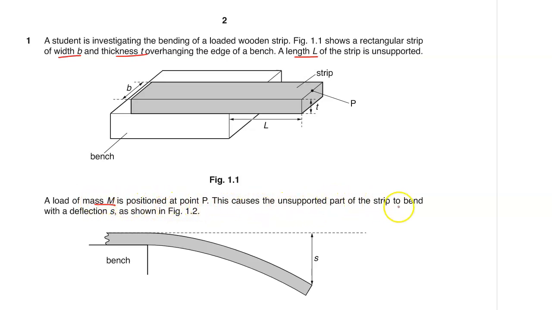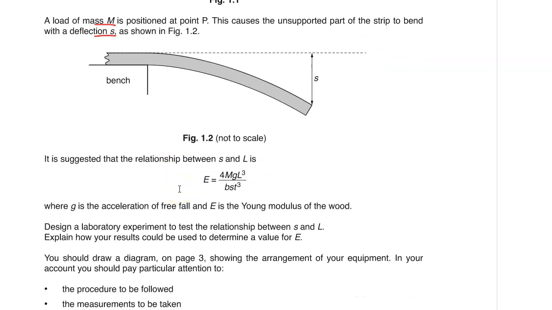This causes the unsupported part of the strip to bend with the deflection S. S is the distance we need to measure. This distance is shown. Of course, the figure is not drawn to scale. You should take note of that. It is suggested that the relationship between S and L is this expression here, where g is acceleration due to free fall and E is the Young modulus of the wood. Design a laboratory experiment to test the relationship between S and L. Explain how your result could be used to determine the value of E.